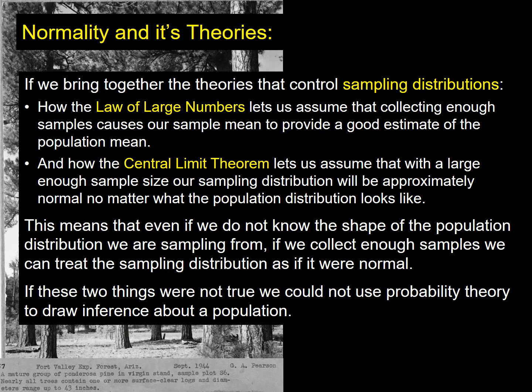Together, these theorems mean that even if we do not know the shape of the population distribution we are sampling from, we can draw inference about a population if we take enough samples to assume we are approximating the population mean and that the sampling distribution is normal in its shape.